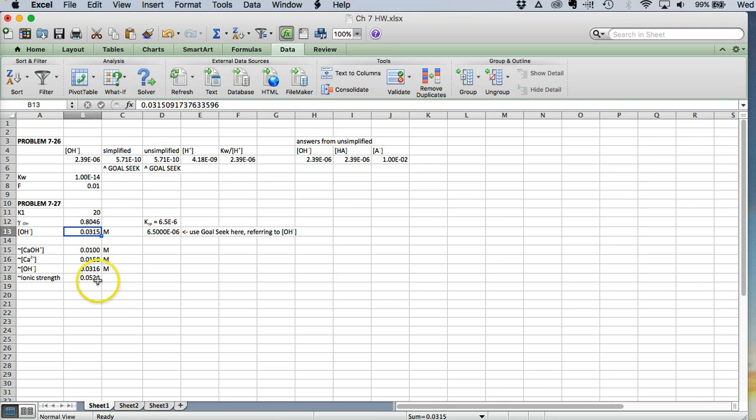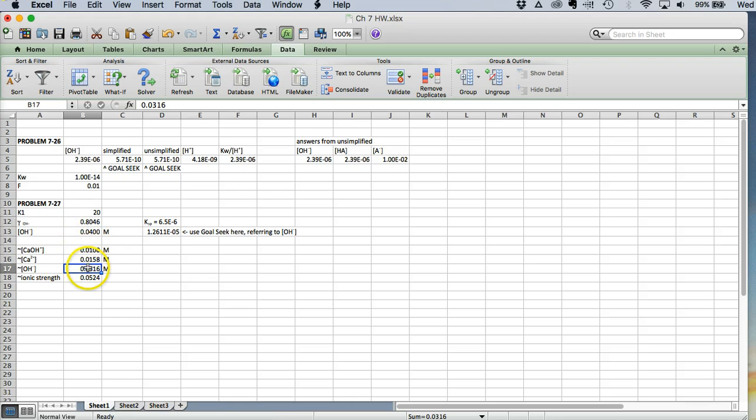Oh, that's interesting. Okay, these calculations here don't seem to be dependent on... so here, okay, here's what I did. I recopied my hydroxide ion concentration down here so that these calculations and the ionic strength calculation would be separate from this hydroxide that would change.